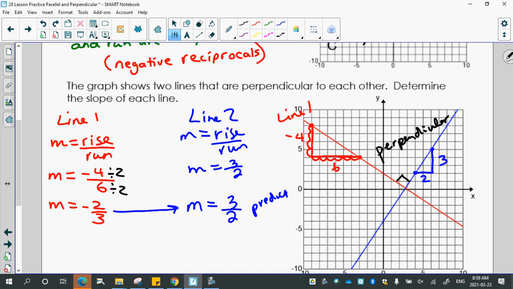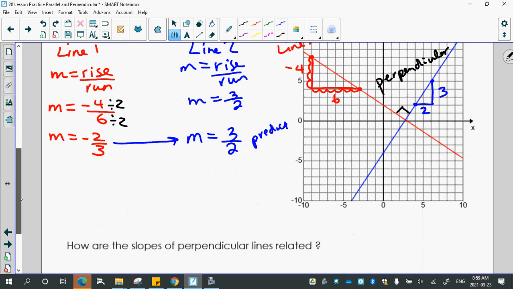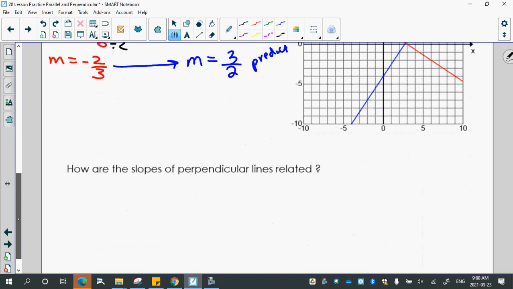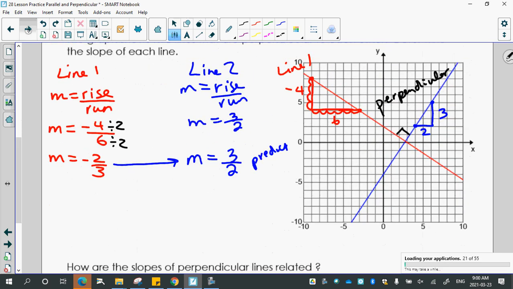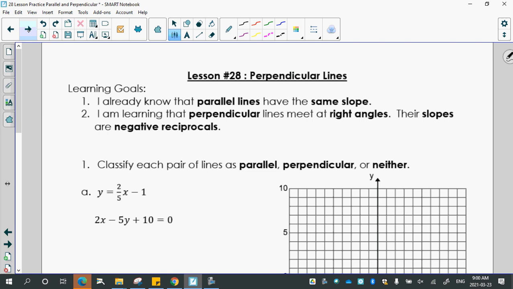Okay? All right, so we're going to start out, how are the slopes? We already said that, so we're good. All right, we're going to go on then with our lesson 28 on perpendicular, really perpendicular.